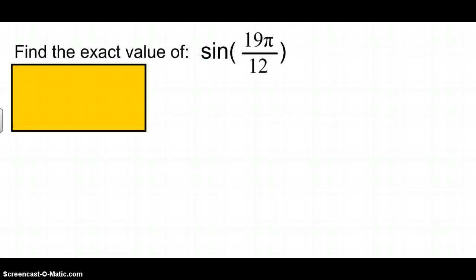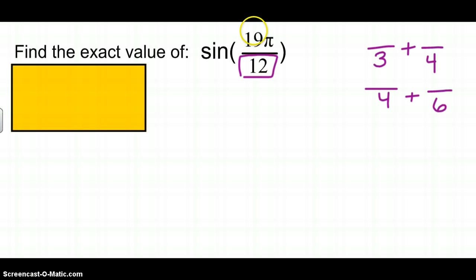Alright, so now thinking with radians gets a little bit trickier because you don't necessarily recognize 19 pi over 12 as something that two radian measures add to. But this denominator of 12 could be reached in a few ways. It could be reached with a 3 and a 4 in the bottom, or it could be reached with a 4 and a 6 in the bottom. So you want to think about things that will get you to a common denominator of 12, and then your numerator would need to be 19.